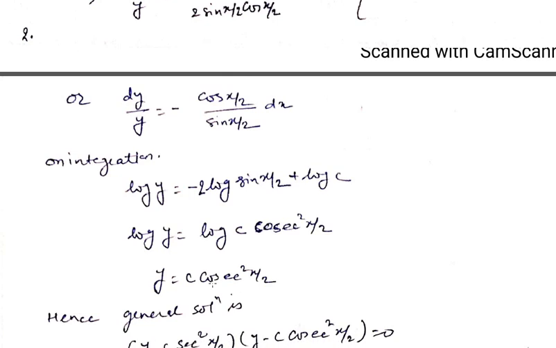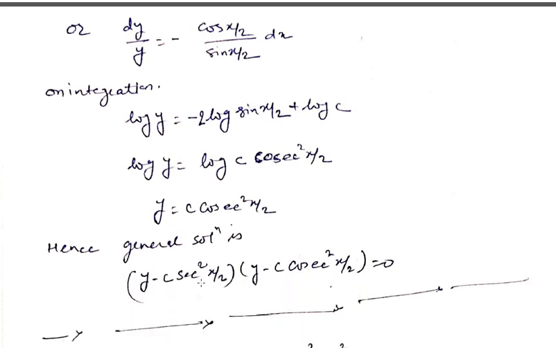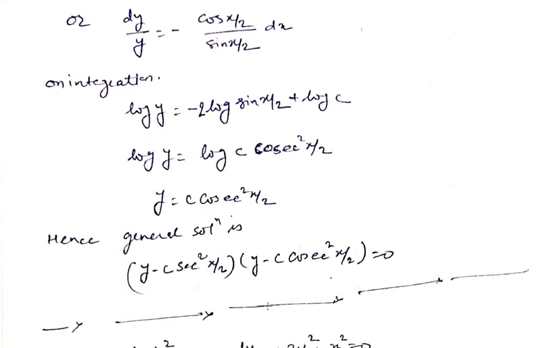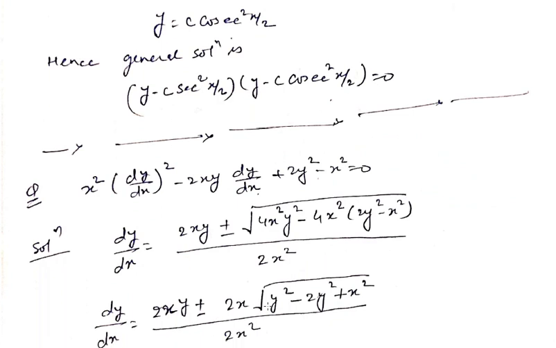Hence the general solution for this problem is first solution, which is y minus c sec square x by 2, into second, y minus c cosec square x by 2, is equals to 0. This is the general solution for the given equation. Now we solve one more problem.